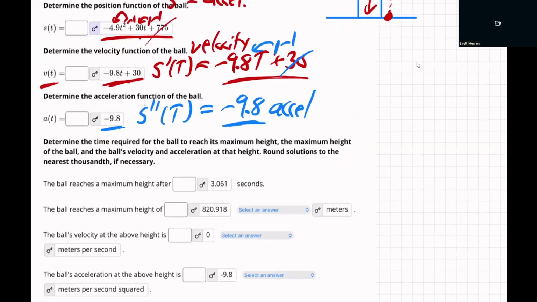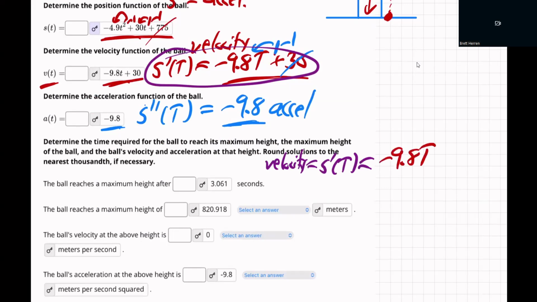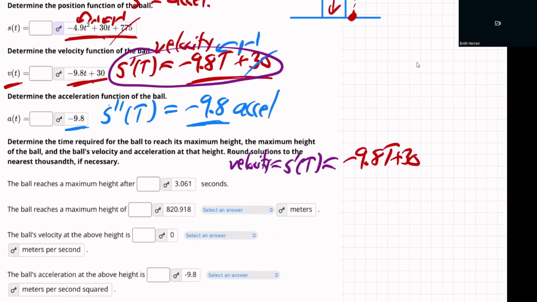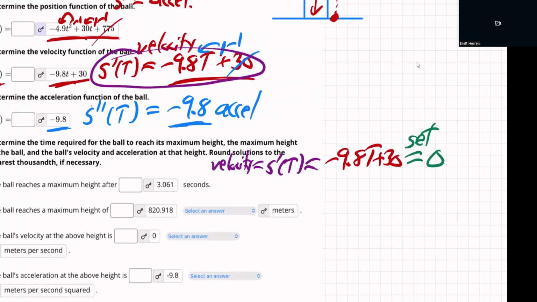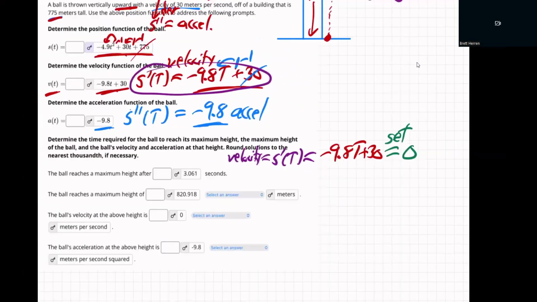So you take that velocity function right here, which is the first derivative, minus 9.8t plus 30, and you set it equal to zero. You say, hey, what time is going to make that thing zero? So let's solve for it. Subtract 30 from both sides.